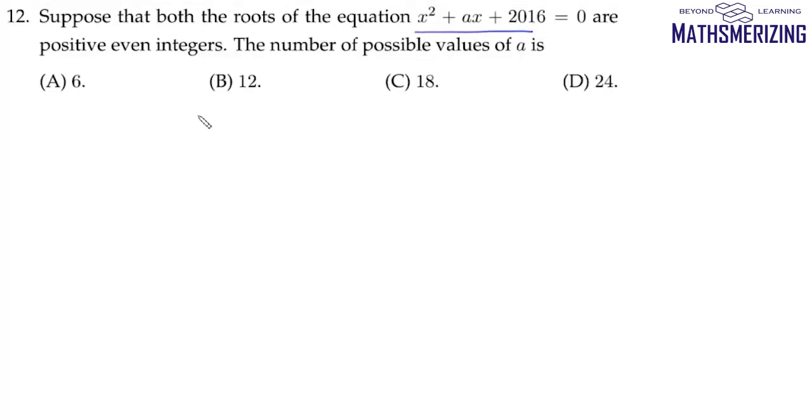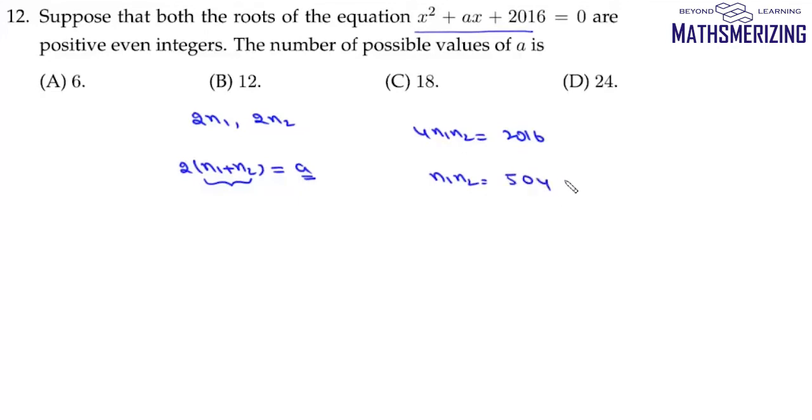Now suppose the roots are 2n1 and 2n2. Then the product of roots, that is 4n1 into n2, will be 2016, and the sum 2n1 plus 2n2 will be a. So all the possible values of a depend on all the possible values of n1 plus n2.